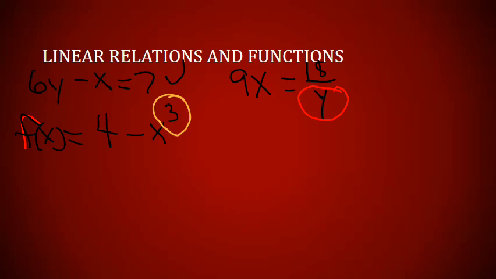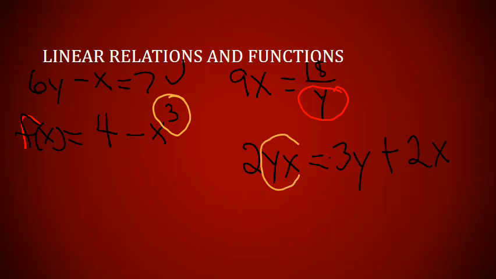And let's see if we can find one more right quick. Oh, here's one. Let's say we've got an equation that is 2yx equals 3y plus 2x. Okay, so we've got 2xy equals 3y plus 2x. The fact that we've got these two variables being multiplied together right here is going to tell us that that equation is not a linear function.